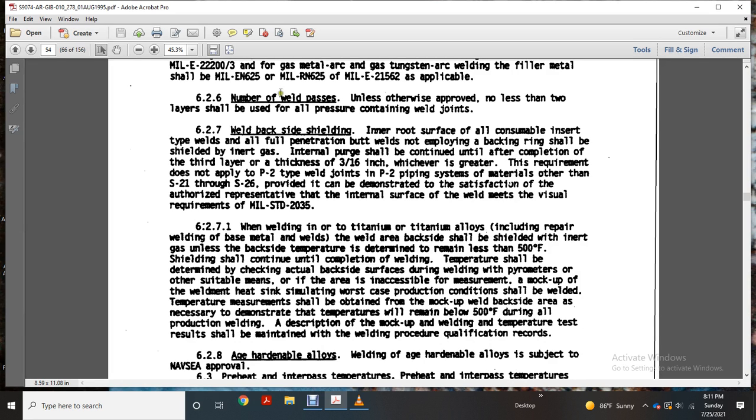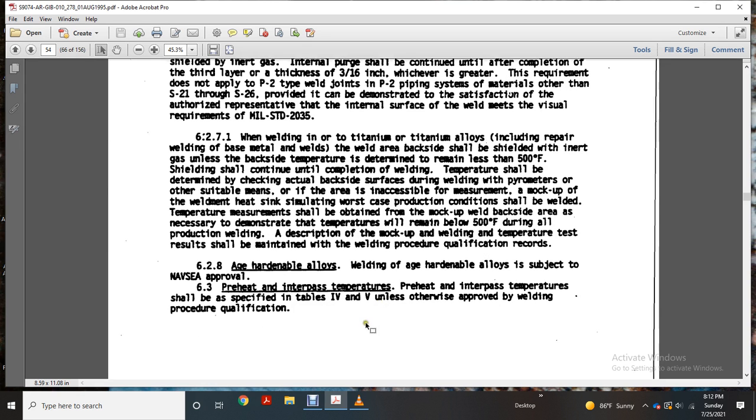Shielding should continue until the completion of the weld, with a temporary shell to determine the actual backside surface temperature during the weld parameter, or other suitable means if they are inaccessible to measurement. A mock-up of the weld, simulating heat sinking and worst case production conditions, shall be welded. Temperature measurement shall be obtained with the mock-up of the backside area as necessary to demonstrate that the temperature of the weld will remain below 500 degrees during all production welds. The description of the mock-up of the welding and temperature test results shall be maintained in the welding procedure qualification records.